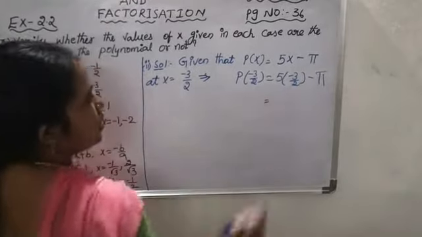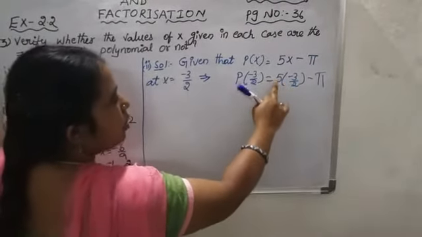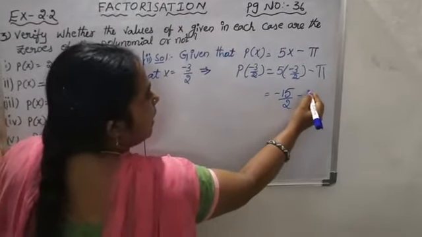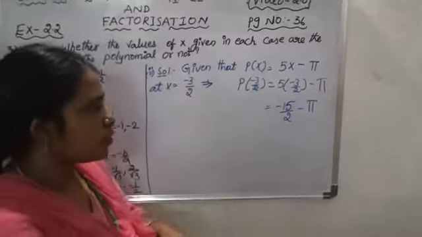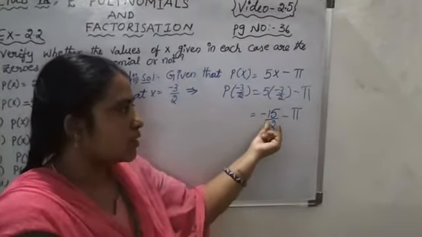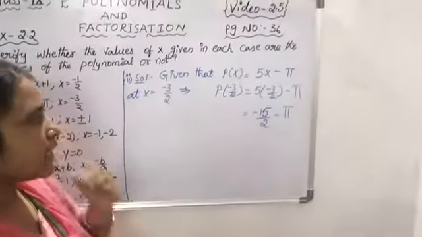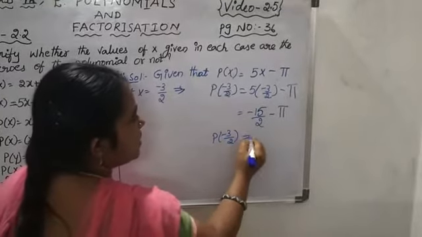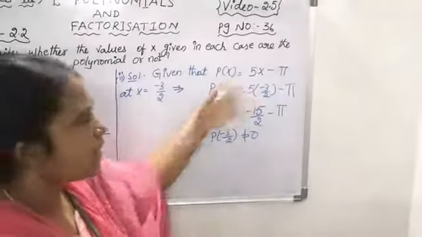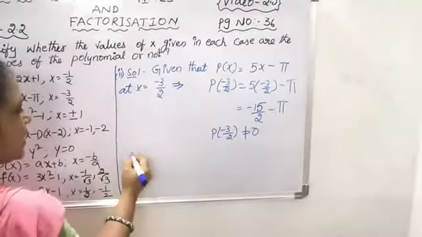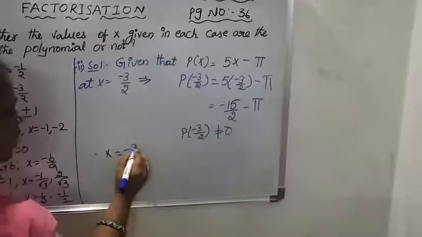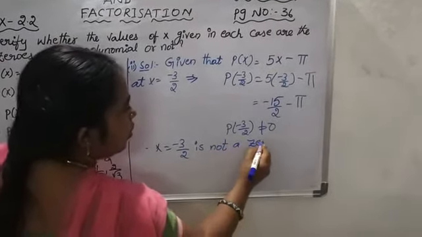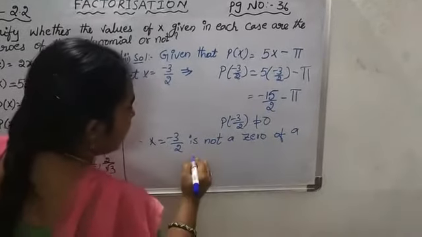Now here it is not possible to cancel with 2. So multiply: 5 times 3 is 15, minus 15 by 2 minus pi. It is not possible to do addition of these two. It is minus 15 by 2, here it is pi. Here we are not getting the remainder 0. P of minus 3 by 2 is not 0. We are getting some other value. So therefore x is equal to minus 3 by 2 is not a zero of the given polynomial.